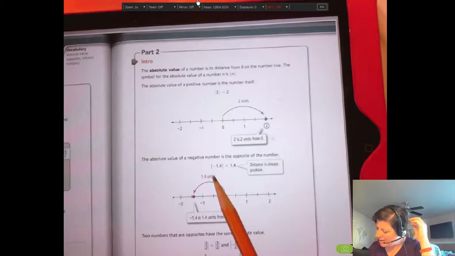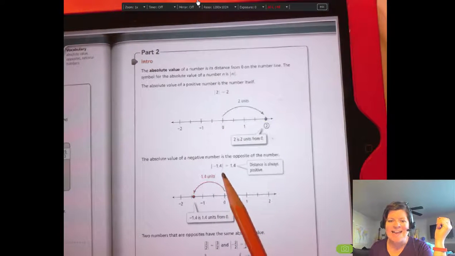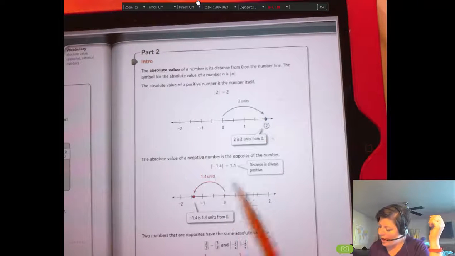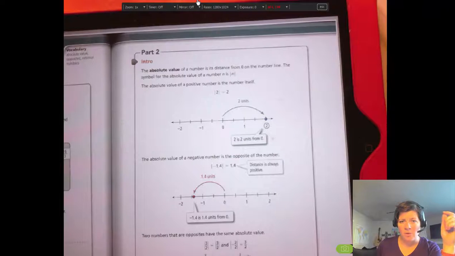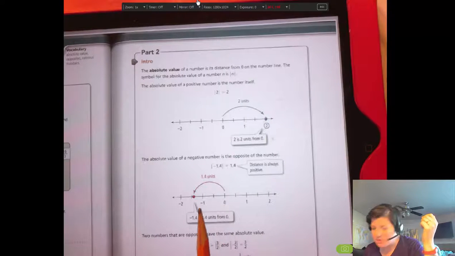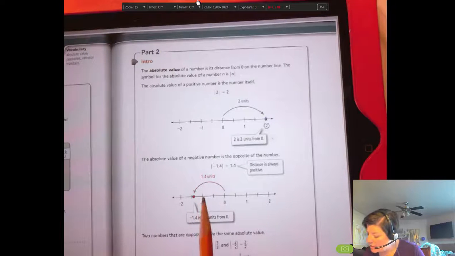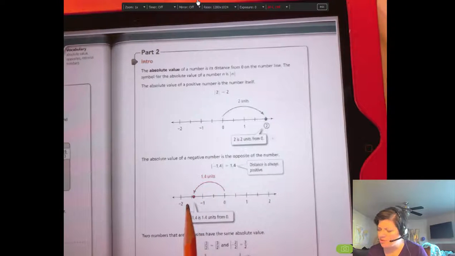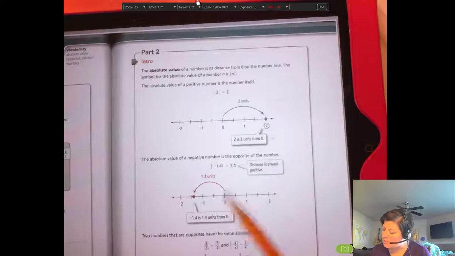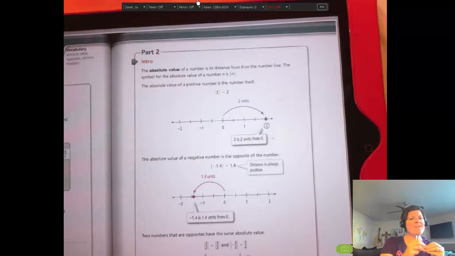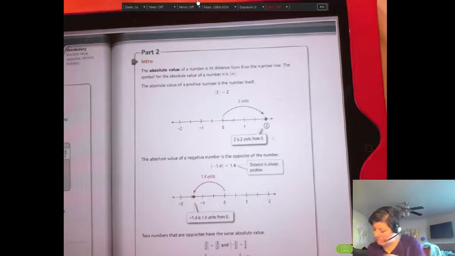Now let's look at this one, it's a decimal, it doesn't matter. Let's look at a negative in the absolute value. Well, how far from 0 is negative 1.4? Well, here's 0, here's negative 1, and it's 0.4 more, right? So it's going to go more to the left because it's smaller than negative 1. So we're going to be here for about 1.4, almost to that half mark. And how far away from 0 is that? Well, it's 1.4 from 0, and we lose that negative. So if it's negative under the absolute value, it comes out as a positive. That's it. That's all an absolute value is.